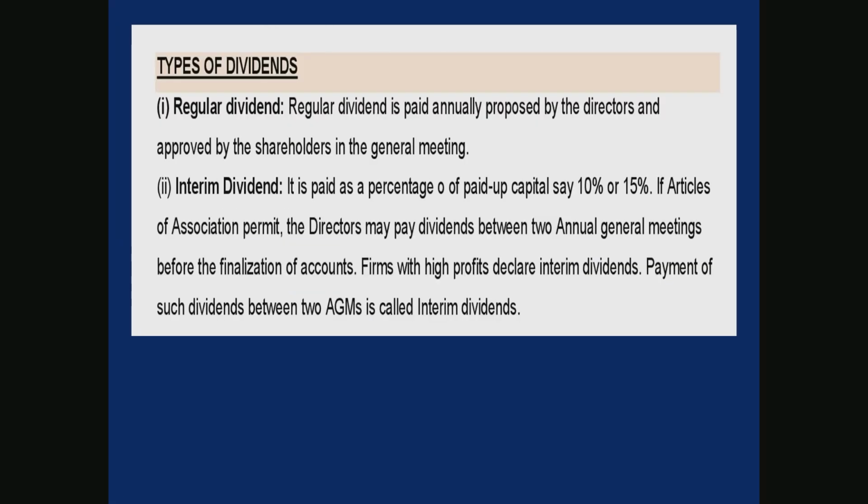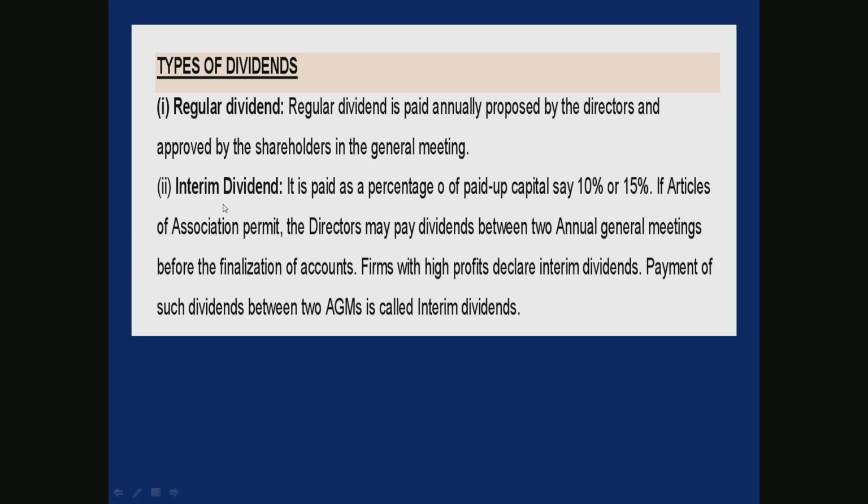There are different types of dividends. Regular dividend is paid annually, proposed by the board of directors in the annual general meeting, and approved by the shareholders. What is an interim dividend? Interim dividend is paid between 2 annual general meetings. Whenever a company makes very high profit, it may go in for an interim dividend. A certain percentage of the paid up capital may be paid between 2 annual general meetings, then it is called an interim dividend.